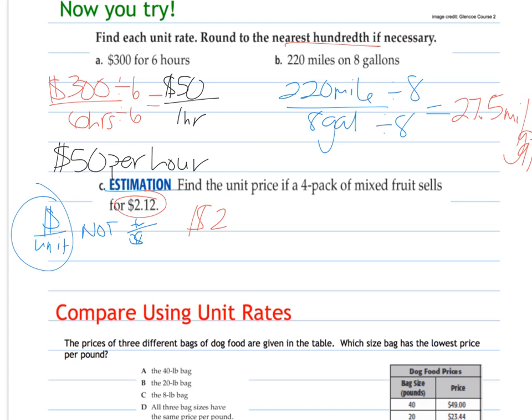So I do $2.12 divided by the 4-pack. Divide both by 4. And I get 53 cents per pack.